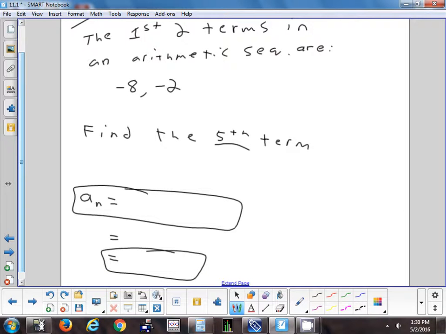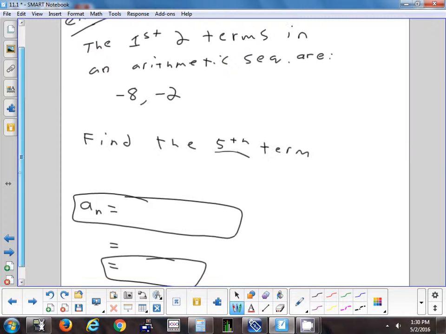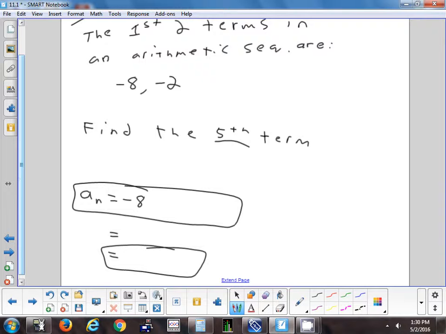Great. So using our shortcut, somebody remind me how to do that? A sub n would equal the first term, negative, plus n minus 1, times 5. Oh, sorry. Yep.